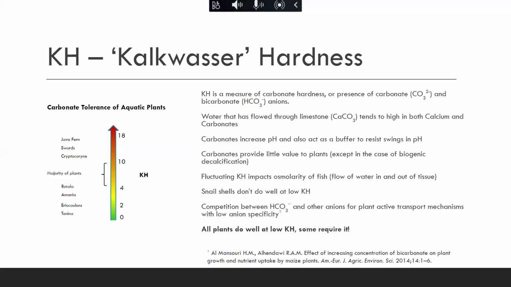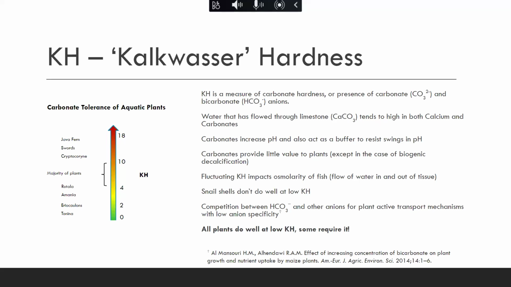All right, the controversial KH, carbonate hardness. So let me start by saying that I use RO water in all of my tanks, and I remineralize with calcium and magnesium, and I do not add anything to add KH to my water. So my KH is effectively pretty close to 0 in most of my tanks. Now, some people would be very shocked by that, but I've never had a problem. And here's why.